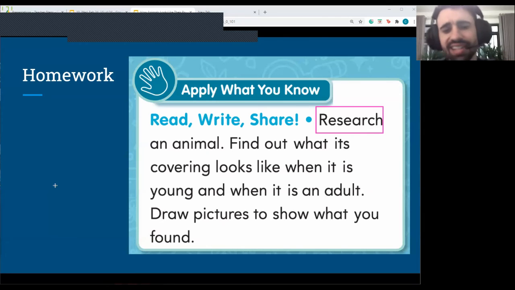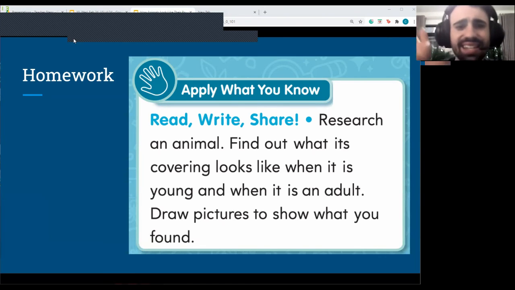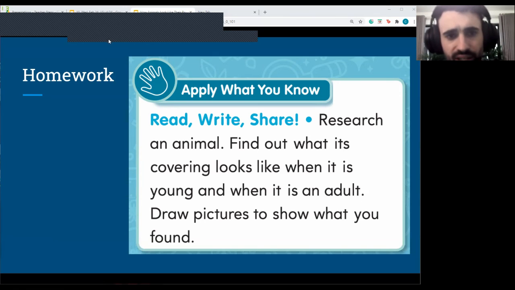So you guys have to find an animal. Research an animal. It can be any animal you want. You can use your book. If you have your science book, you can use your science book. You can use any science book you want. Or go online to look for an animal. I would like you guys to find out what its covering looks like. Maybe it's scales, feathers, fur, skin. Look at what its coverings look like as an adult and when it is young.